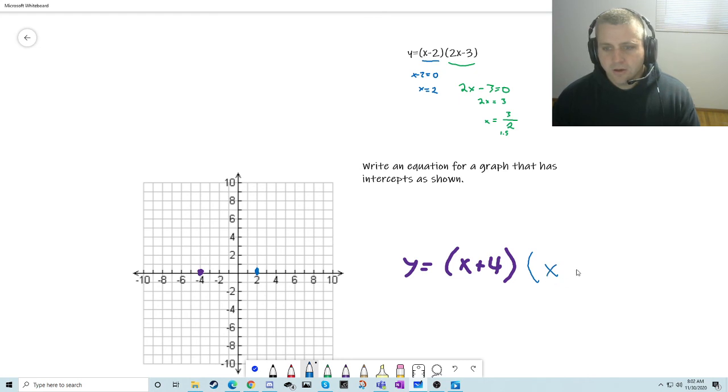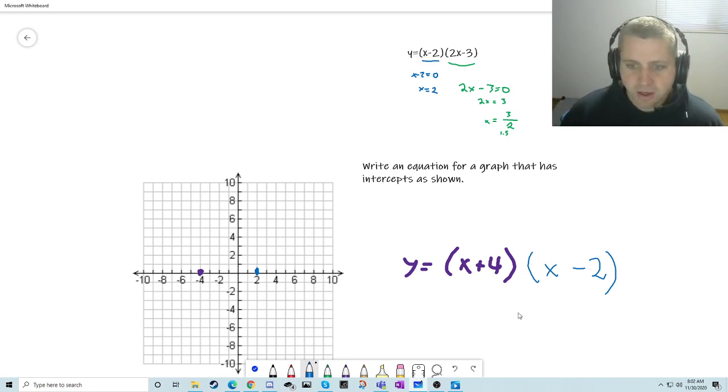Okay, I'll show it now. It should be x minus 2 because the whole number intercepts and zeros are the opposite of what showed in the factors.